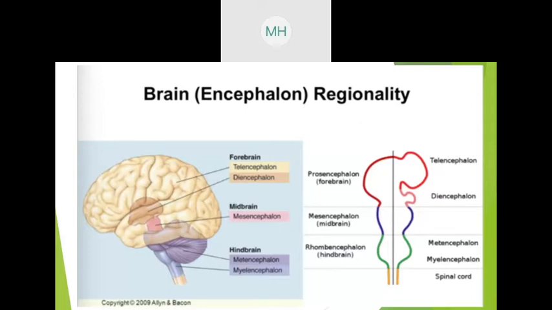Telencephalon will later become cerebrum. Diencephalon will become thalamus and hypothalamus. Metencephalon will become pons and cerebellum, and myelencephalon will become medulla oblongata.